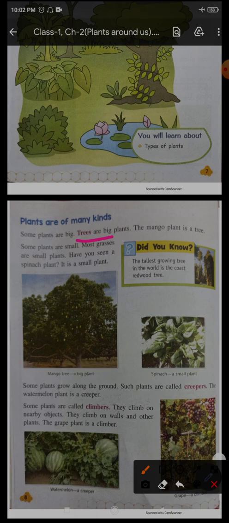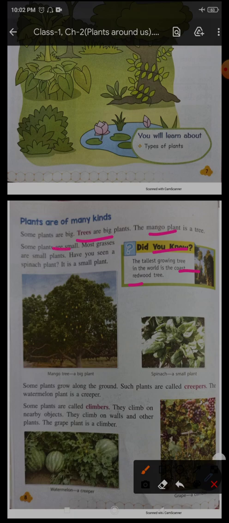Examples of trees: mango tree, neem tree. We use the neem tree for medical benefit also. Pine tree, coconut tree. The coconut tree is a tree without branches. Now in the Did You Know facts given here, the tallest growing tree in the world is the coast redwood tree. Don't forget, the world's tallest growing tree, the coast redwood tree.